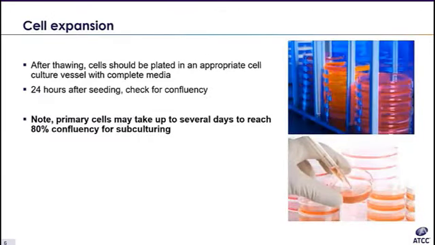So after thawing cells, they should be plated in an appropriate vessel, which could be cell culture dishes or flasks. This is all depending on your specific needs. For most cell types, the generally accepted practice is to allow them to settle for about 24 hours after seeding. At this point, the cells should be checked for confluency, which is the percent coverage of cells over the surface of the vessel. If expanding cells, the ideal time to subculture is at approximately 80% confluency. The time it takes to reach this level can vary upon cell types. Primary cells can take several days or even up to a couple of weeks.